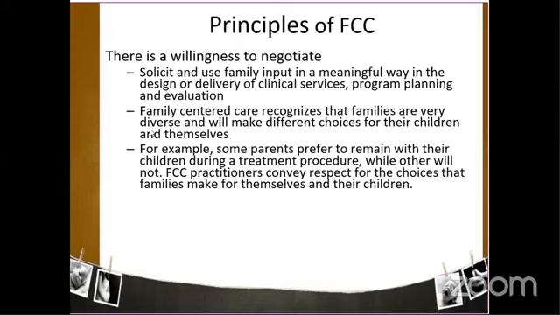So family-centered care recognizes that families are very diverse and will make different choices for their children. Now let me bring in another concept. Just a moment.